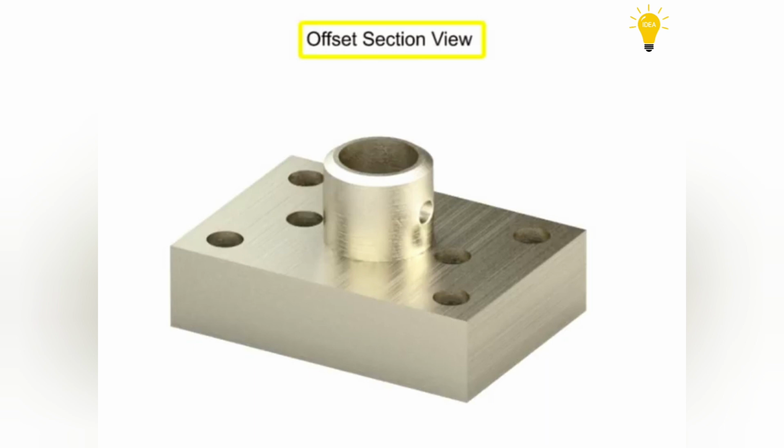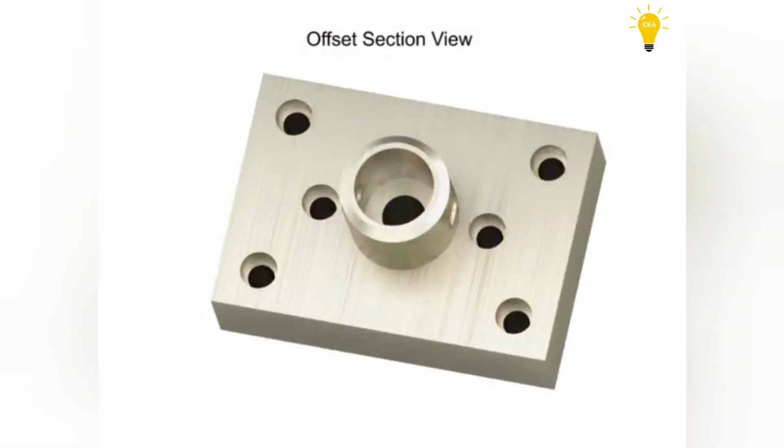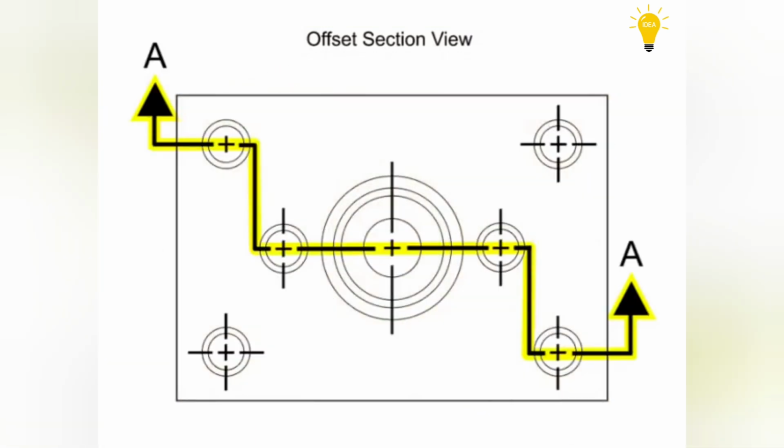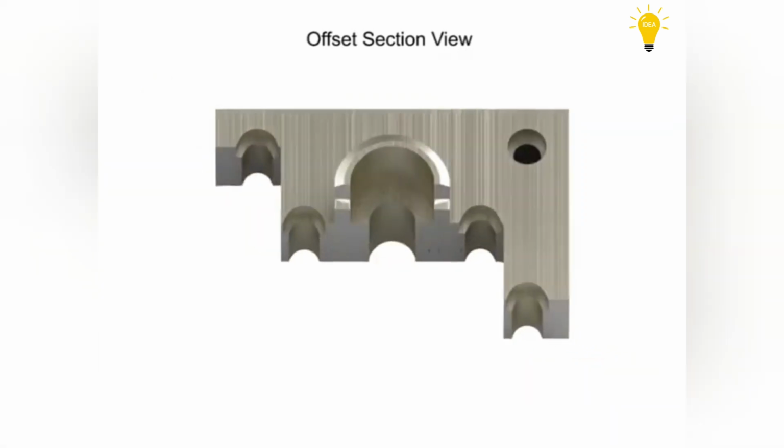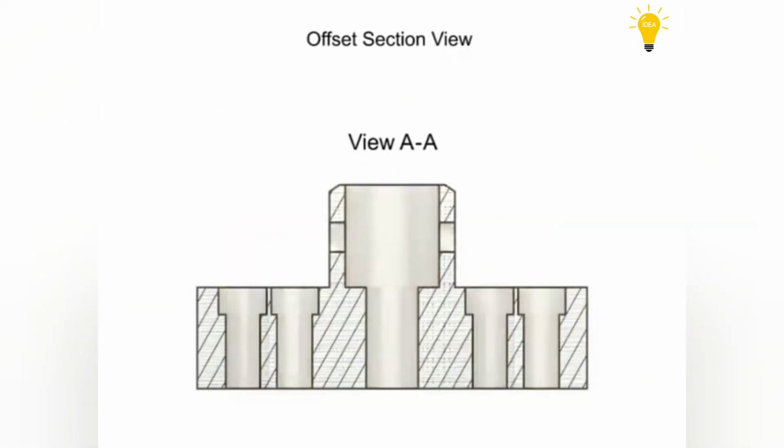An offset section results when the cutting plane line is bent to show internal features that are not in a straight line. The bends in the cutting plane are not shown in the section view. The new section view makes the internal features appear as if they are in a straight line. It's important to remember that they are not. The section view is created to illustrate the interior features of the part.